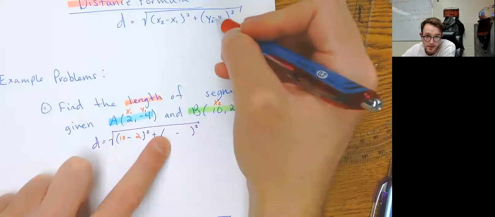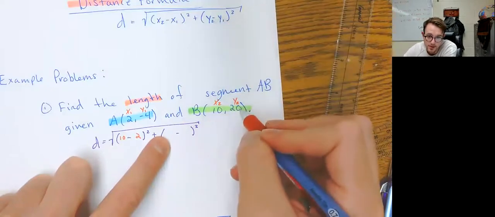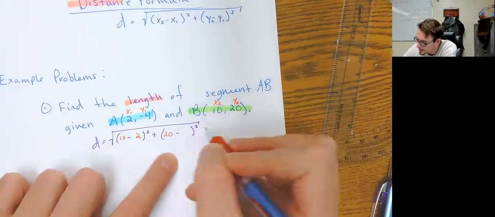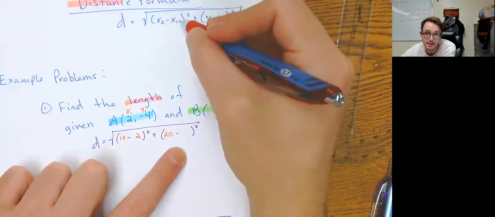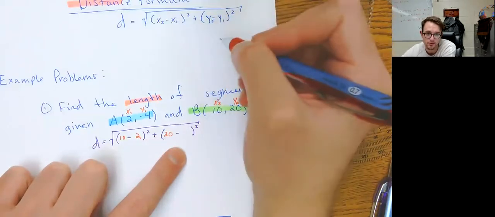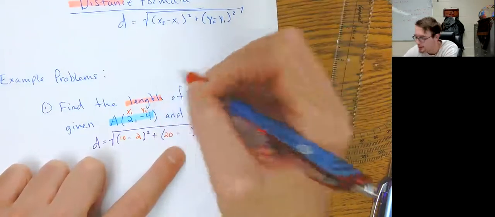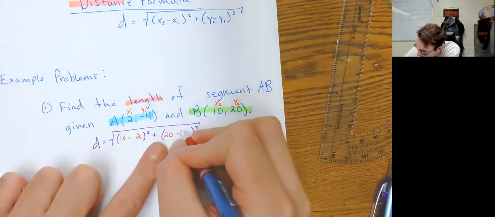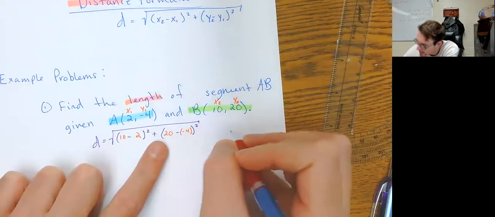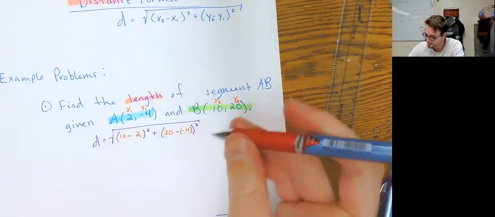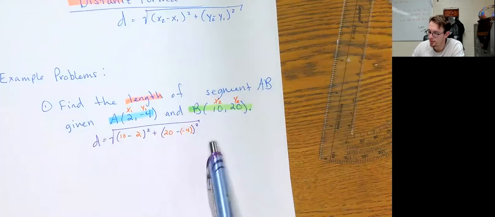Next thing I substitute in is y sub 2. So I look at y sub 2, that's 20. Next thing I substitute in is y sub 1, and that is -4, which means I'm going to put some parentheses around it. So (-4). All right. Now I substitute in my 4 things.